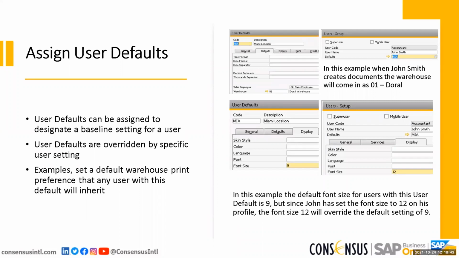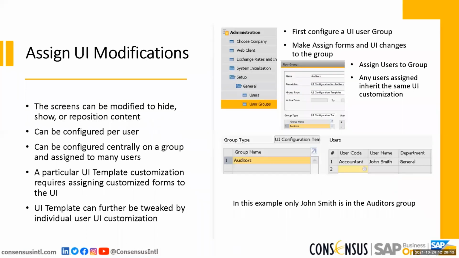In this example on the right, we've set up a user default and assigned this user to it. This means that anytime they create a document, by default, the document will be assigning warehouse 01 on the document lines. On the bottom section, you can see another example where the default says that the font size will be 9, but the user has set their particular font size to 12, which means the default will be overridden by the user.